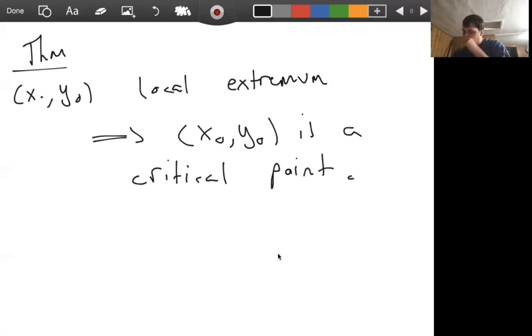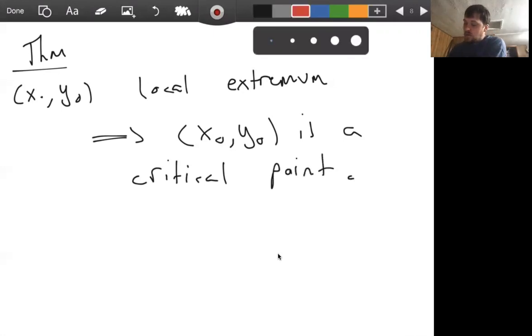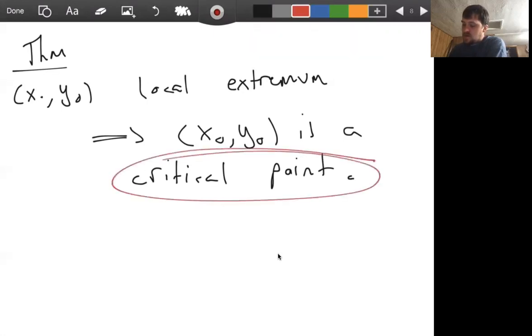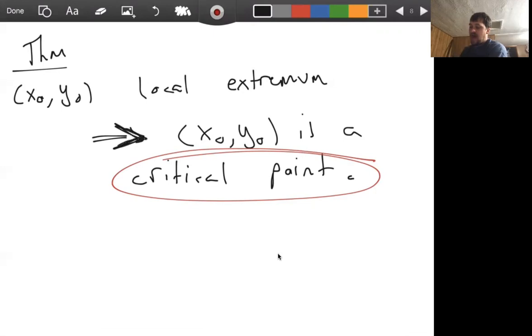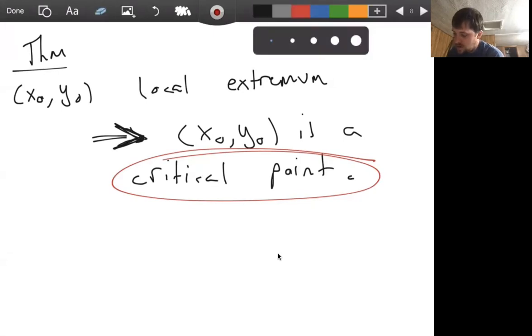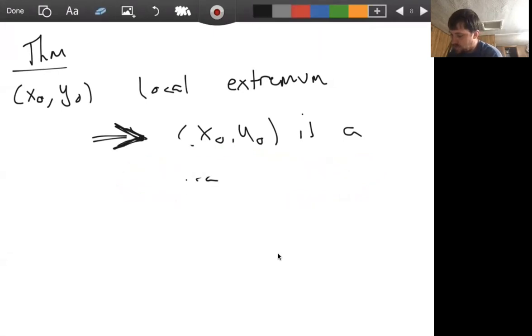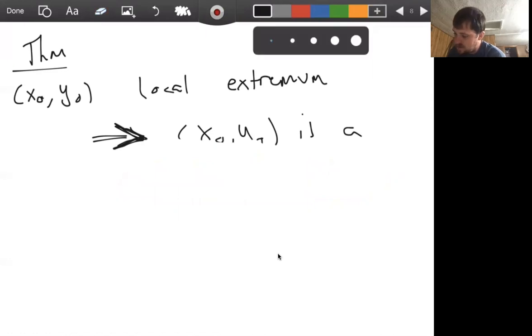And so this is why we narrow our attention to critical points, because critical points give us local extrema. Now notice, this says that if you have a local extremum, then this implies that the point of the local extremum is a critical point. I'll note this in red here, and I'll remove all other red on the page to emphasize my point here.